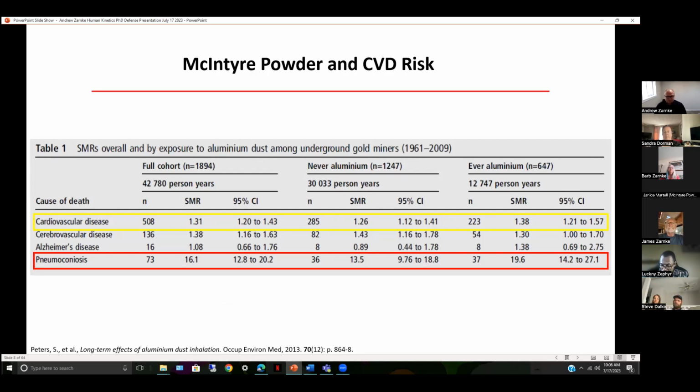And you can see here, I hope you can see my cursor, I'm highlighting this SMR of 19.6 in the ever exposed to aluminum, and then the never exposed, which was 13.5. So you can see that it was actually higher in the aluminum exposed. So it did not decrease the rate of silicosis or pneumoconiosis as it's described here. If we look at cardiovascular disease, we see an increase in both ever exposed and never exposed.